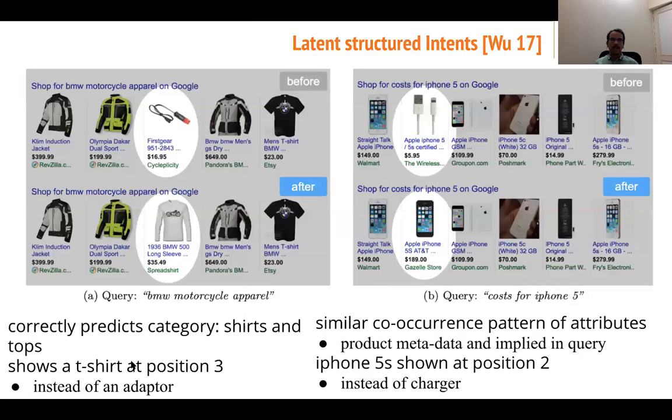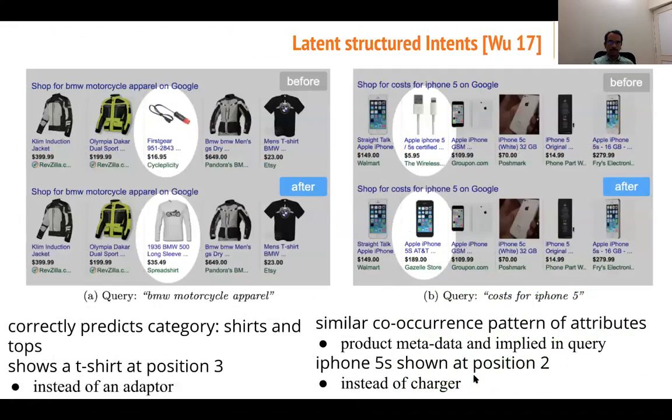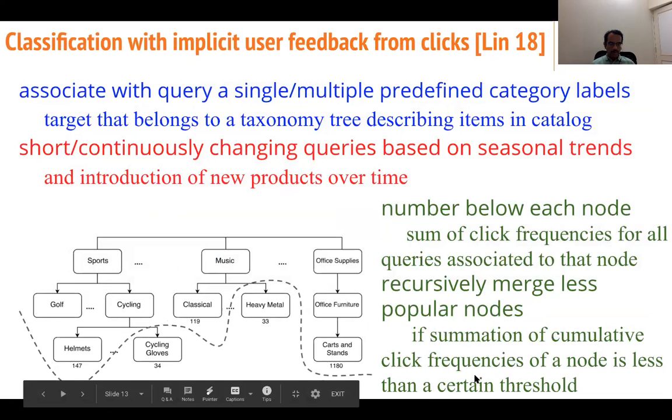So correctly, there's some more experimental results. Correctly predicts category shirts and tops. Shows a t-shirt at position 3 instead of a skipping rope or an adapter. Similar co-occurrence patterns of attribute, product metadata and implied in query. iPhone 5 was shown at position 2, show charger. So this demonstrates improvement over baselines, deploying state-of-the-art IR techniques.